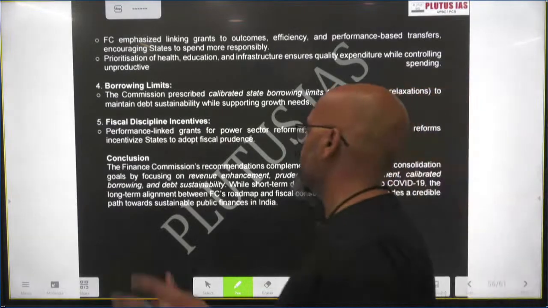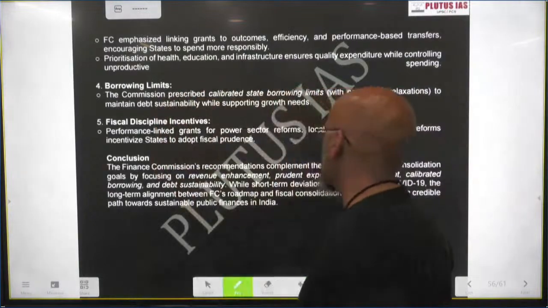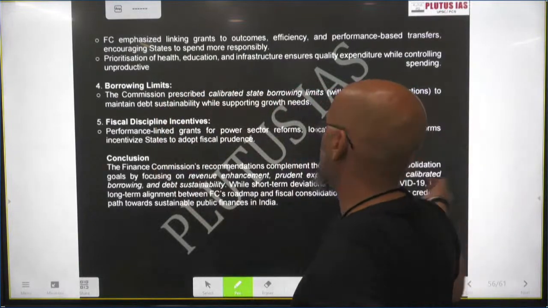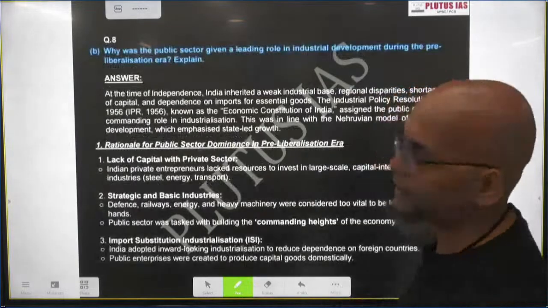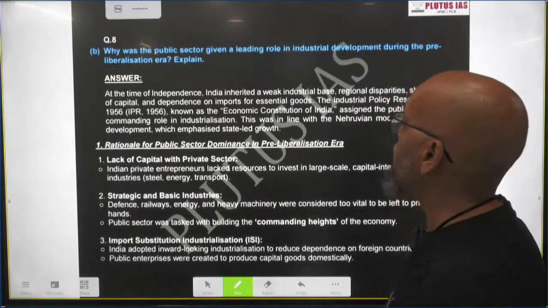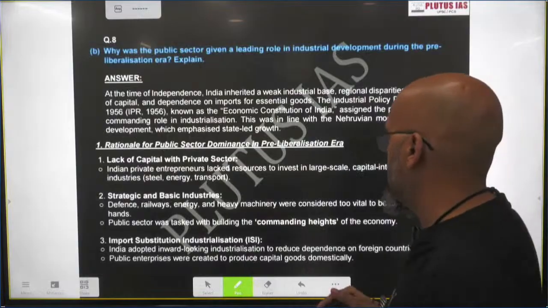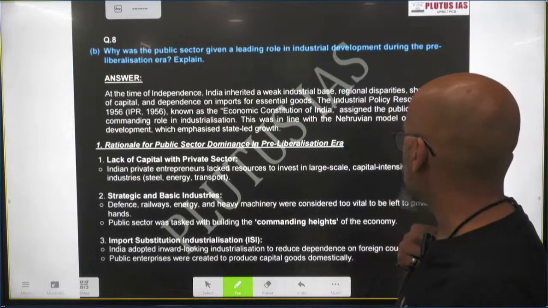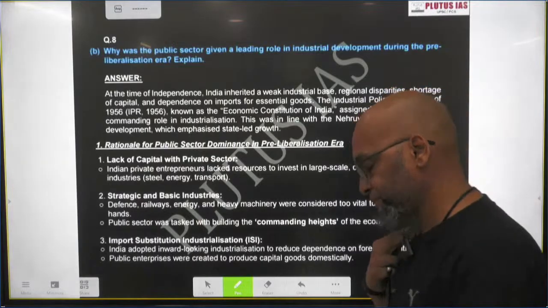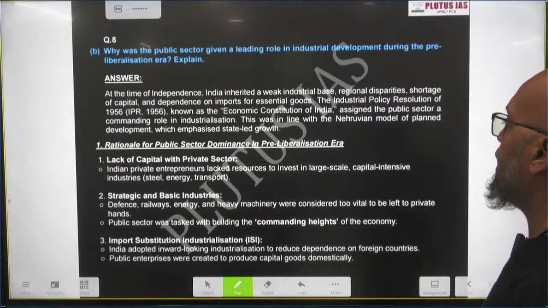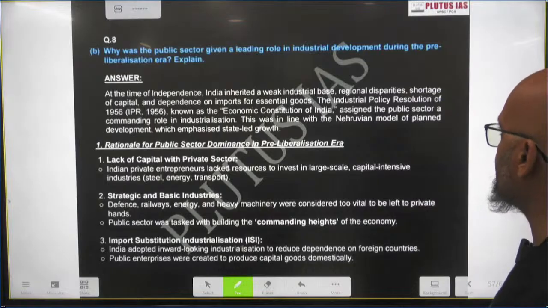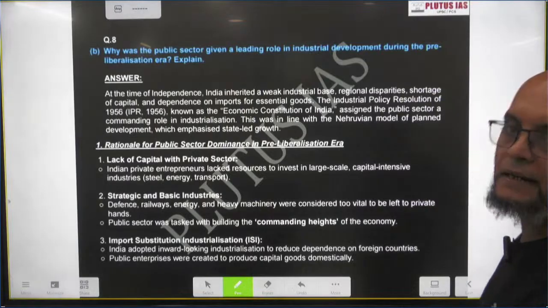Conclusion: the Finance Commission recommendations complement the government's fiscal consolidation goals. That is all you could have written. Okay. Next is, why was the public sector given a leading role in industrial development during the pre-liberalization era?